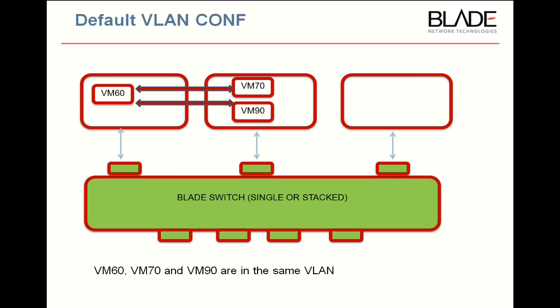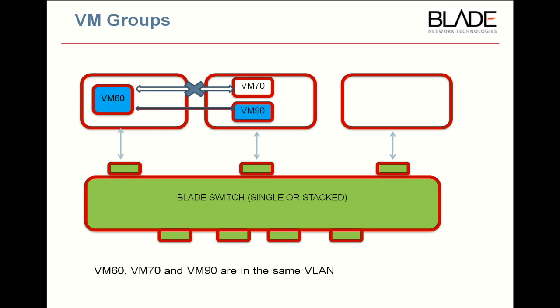So this is the setup of the demonstration. We have three hypervisors, hypervisor 1, hypervisor 2, hypervisor 3, and we have three VMs, VM60 in one hypervisor, VM70 and VM90. Without the grouping concept applied, these three VMs can talk to each other. Then what we have here is the Ethernet switch running VMready software in a stacked configuration. First, we create a group of VM60 and VM90, and at that point VM90 will be able to talk to VM60, whereas VM70, which is not in the same group, will not be able to talk to VM60.